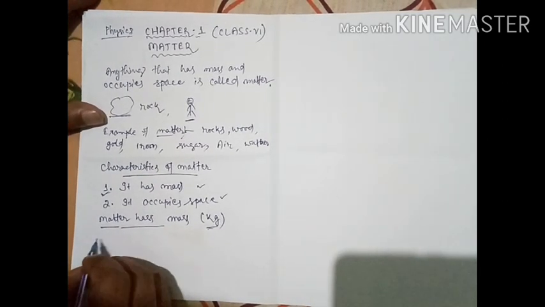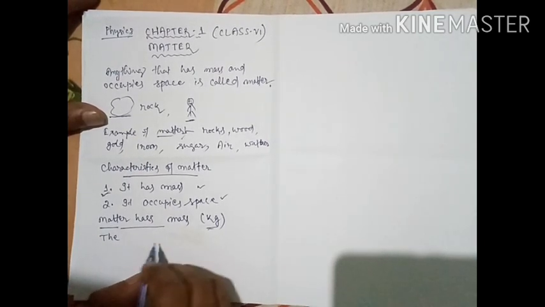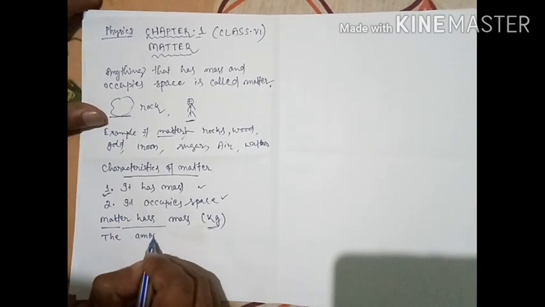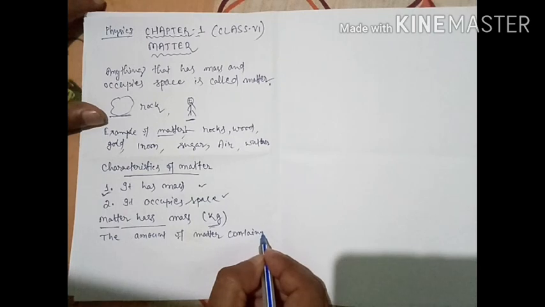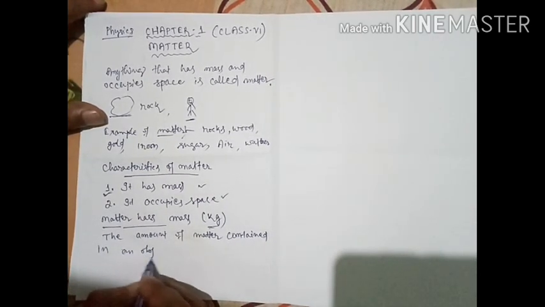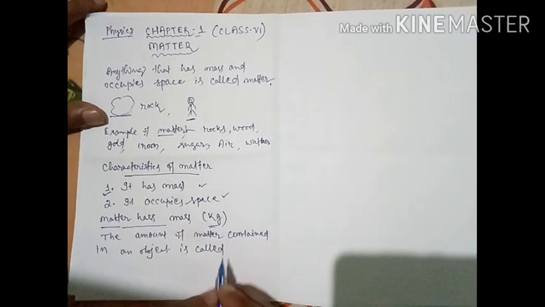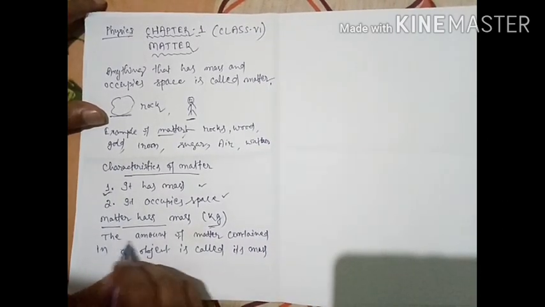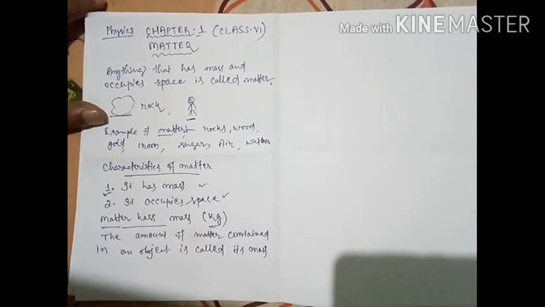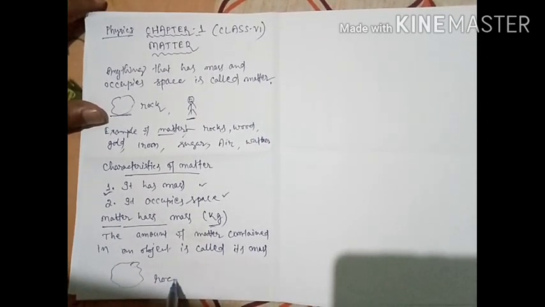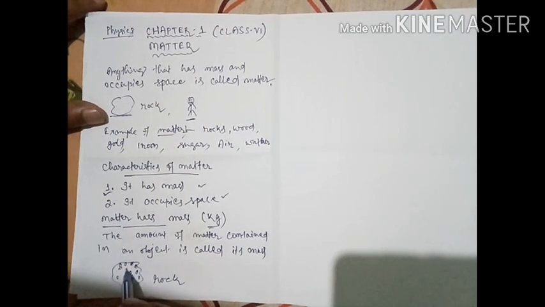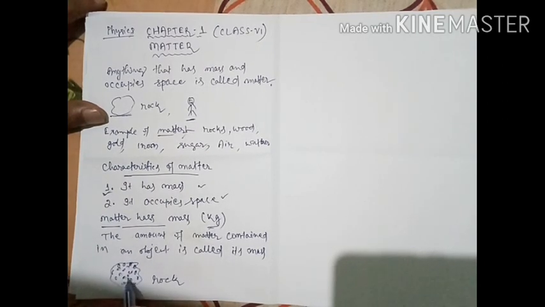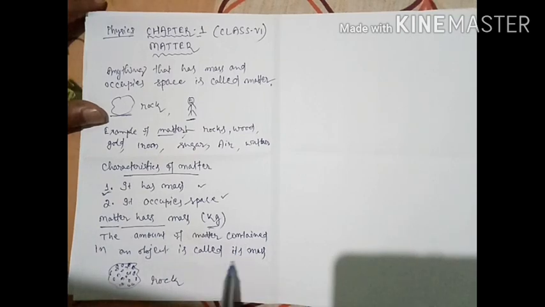First I'm going to write the definition of mass. The amount of matter contained in an object is called its mass. If I ask you to draw a diagram, you can easily draw it. Suppose this is a rock, and this rock is made up of some tiny particles. These are the amount of matter, and all together they form the amount of matter. So the amount of matter contained in an object is called its mass.